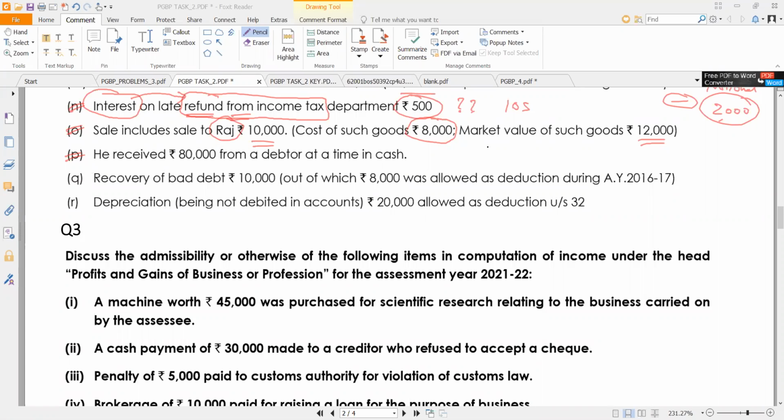So, no problem. When somebody sells anything, basically goods and services, at a price below the market price, as far as normal things are concerned. Capital assets are different. We'll come to that later, that is in capital gains. The same logic applies in case of capital assets, but that will change. But for normal goods and services, there is no such provision. Clear?